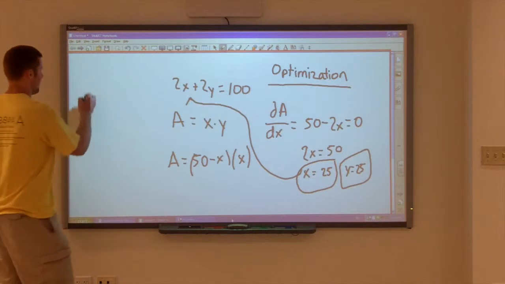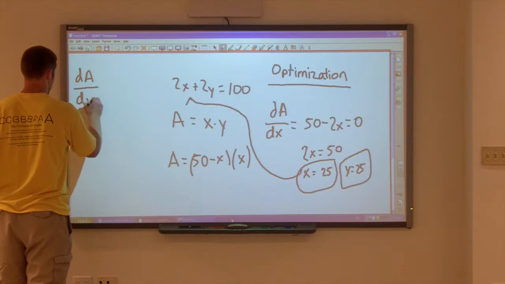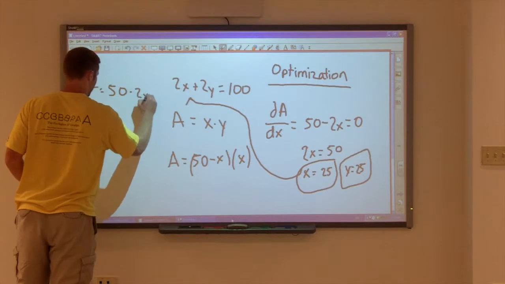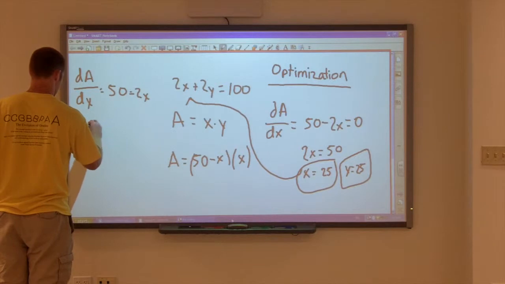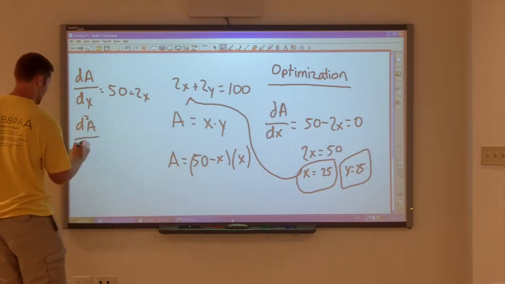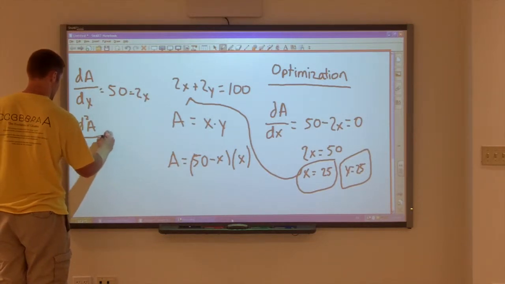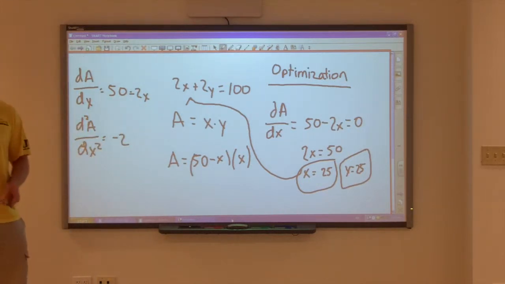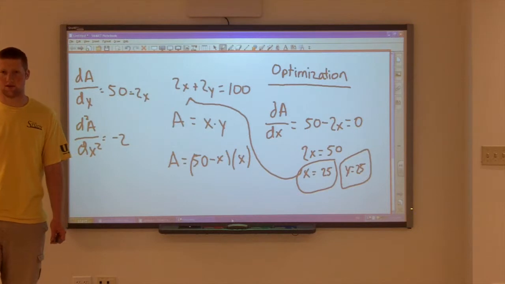So that's our first derivative. Our first derivative is 50 minus 2x. Then our second derivative will simply be negative 2. Since our second derivative is negative, that means our area function is concave down, which means that the answer we found, x is 25 and y is 25, is indeed a maximum.